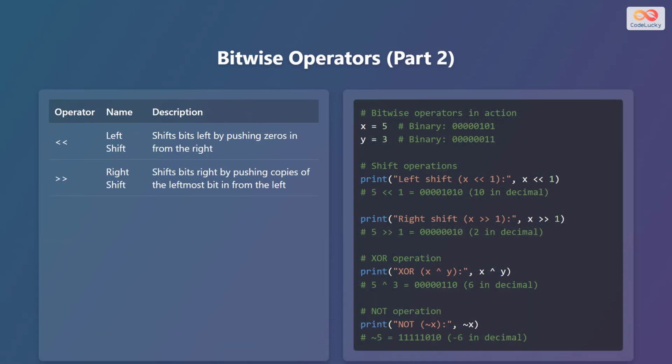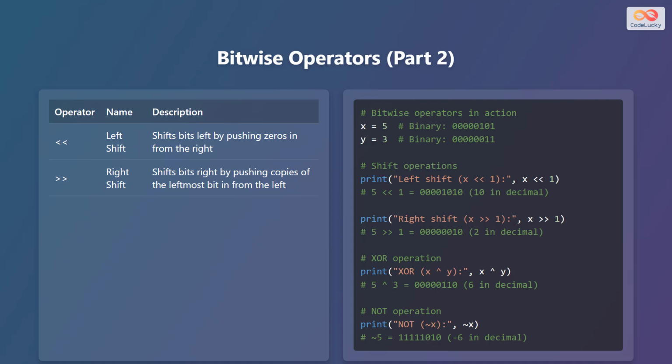Let's continue our discussion on bitwise operators. The left shift operator shifts the bits of a number to the left by a specified number of positions. This is equivalent to multiplying the number by 2 to the power of the number of positions shifted. The right shift operator shifts the bits to the right by a specified number of positions. This is equivalent to dividing the number by 2 to the power of the number of positions shifted.